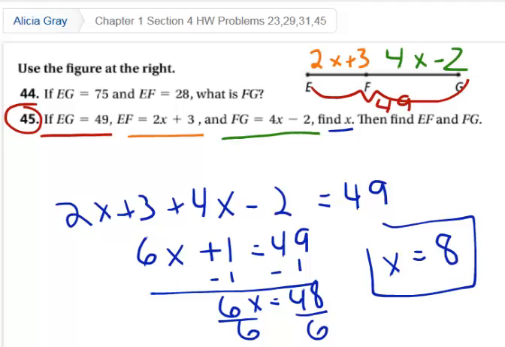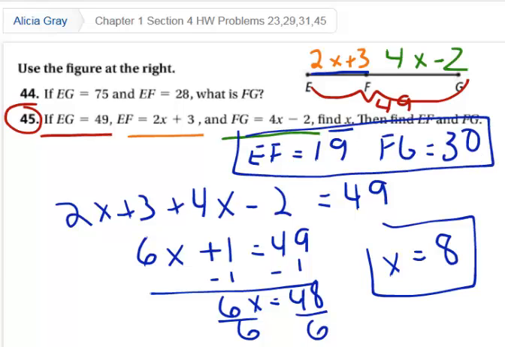And then we just need to plug 8 in to find EF. So EF equals, I just need to plug it into this one right here, 2 times 8 is 16 plus 3 is 19. And then FG, I'm just going to plug in 8 right up here. I'm plugging it into the green, 4 times 8 is 32. 32 minus 2 is 30. And I can double check it. 19 plus 30 is 49. So I've done it correctly. Awesome.